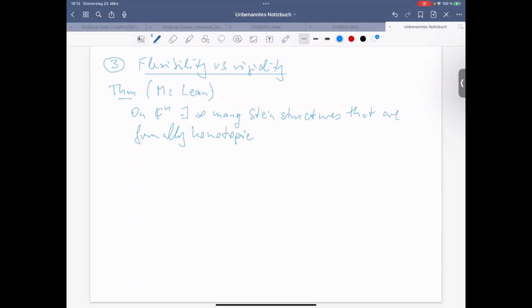What do I mean by that? First of all, I'm writing Cn, but you should think of it as just a real manifold. Maybe it would be better to write R2n here, so not with the complex structure. And I should also say that n must be bigger than 2. So for R2n with n bigger than 2, there exist infinitely many Stein structures.